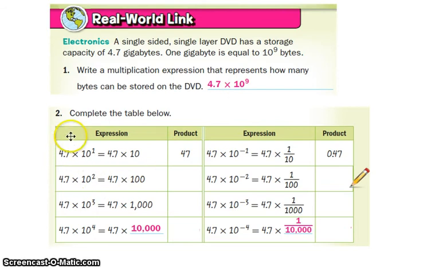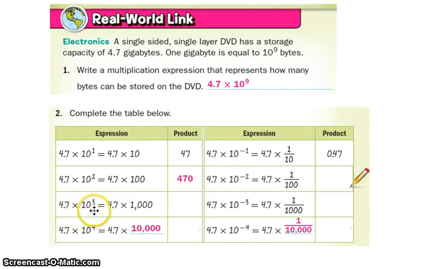If we take 4.7 times 10 to the first, what we can do is take 10 to the first out of exponential form and just write 10. So 4.7 times 10 is 47. Then if we take 4.7 times 10 to the second, if we take 10 to the second out of exponential form, we have 100. So 4.7 times 100 is 470.